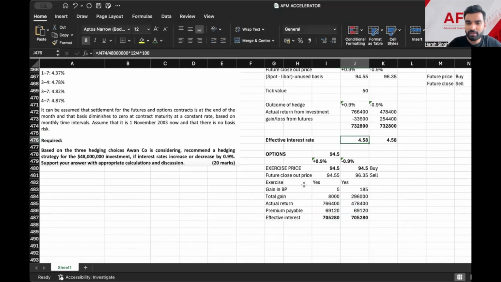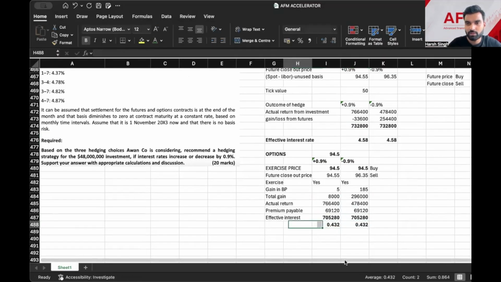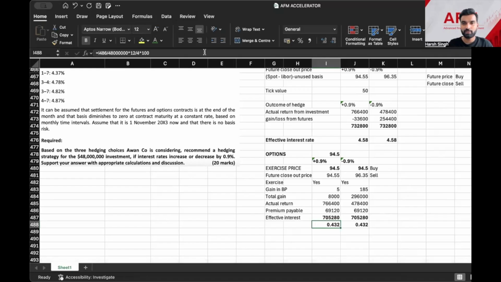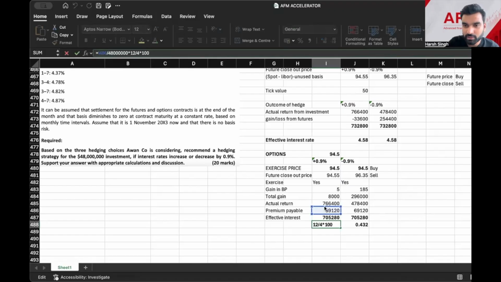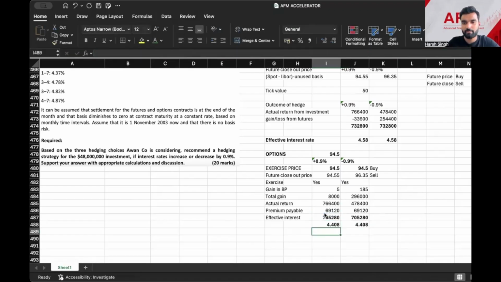So effective interest rate, what I'll do, I'll copy it and paste it over here. So I'll get the effective interest rate directly. I don't have to work more over here because it will be very much easier for me. Instead of premium payable, I'll take this value. Yeah, 4.408. So now did you notice when you're using options, your effective interest rate is decreasing, correct?